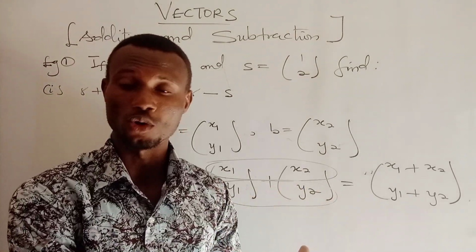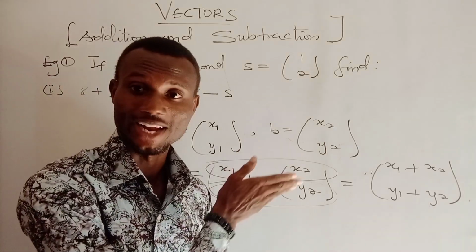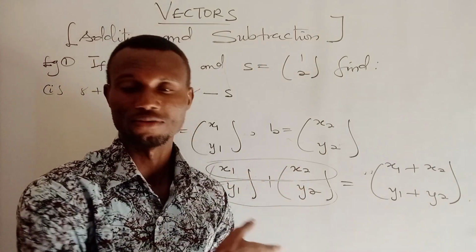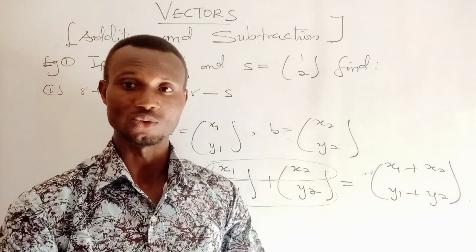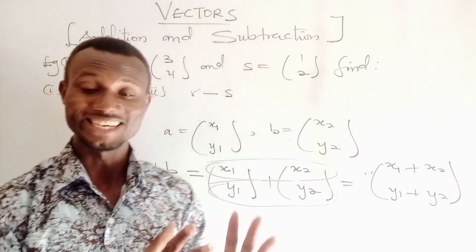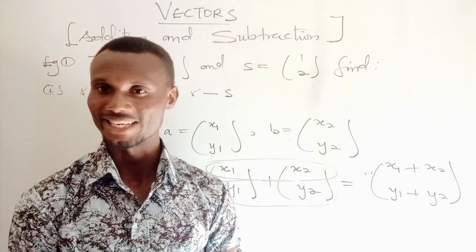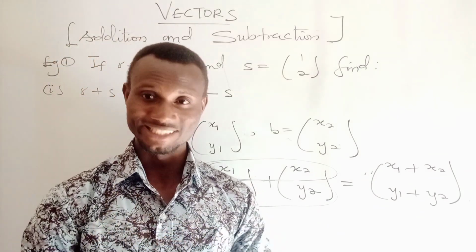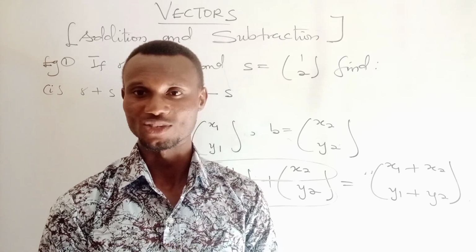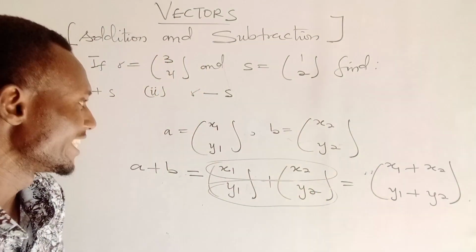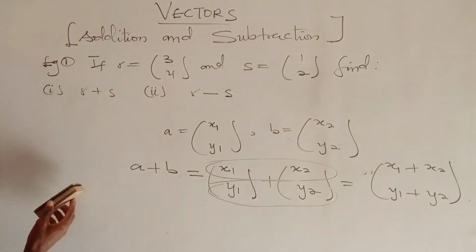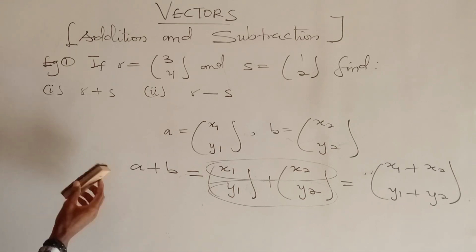Okay, if you are subtracting also, you subtract the top values and you subtract the down values as well. So that's how you conduct addition and subtraction of vectors. I hope the explanation is clear enough and you understand it as well. So I'm going to clean this one from here, and let's do another example.